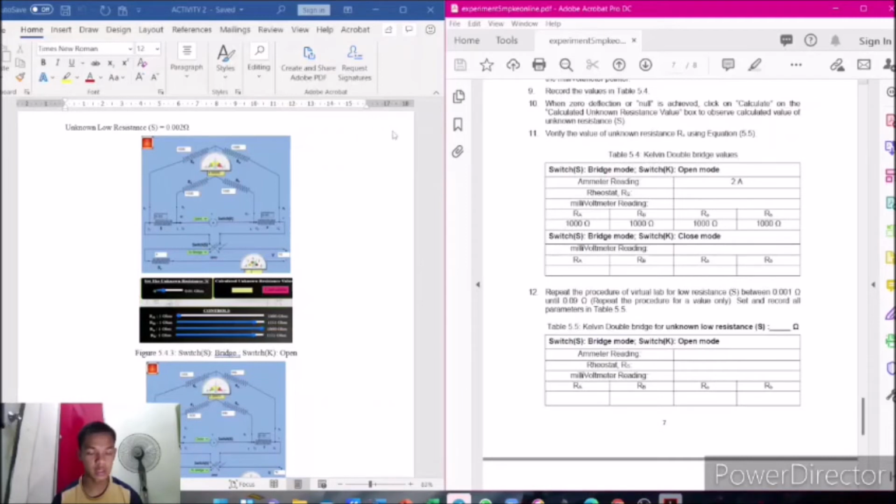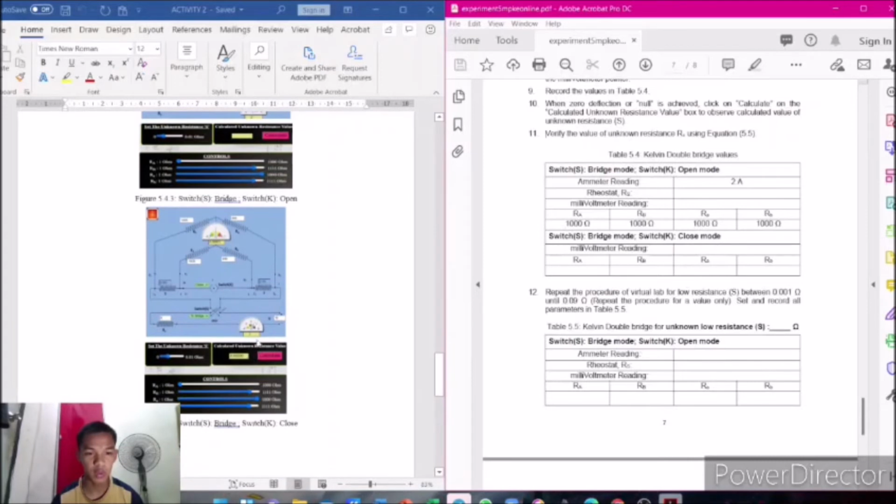We use the low resistance between 0.01 ohm until 0.09 ohm. Then after we calculate it, we get the unknown resistance 0.02 ohm.